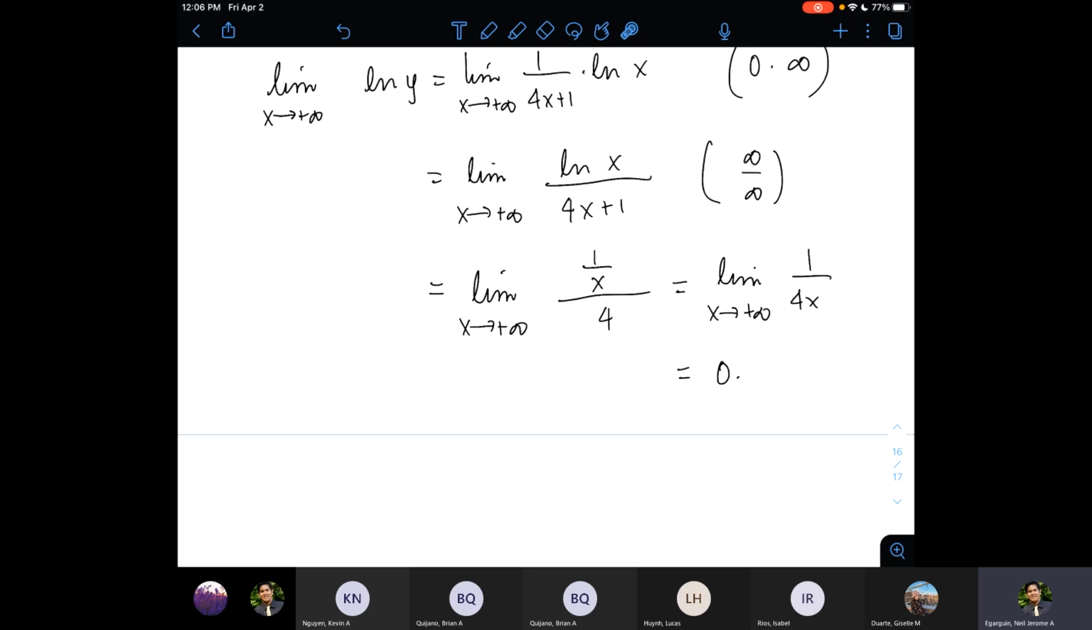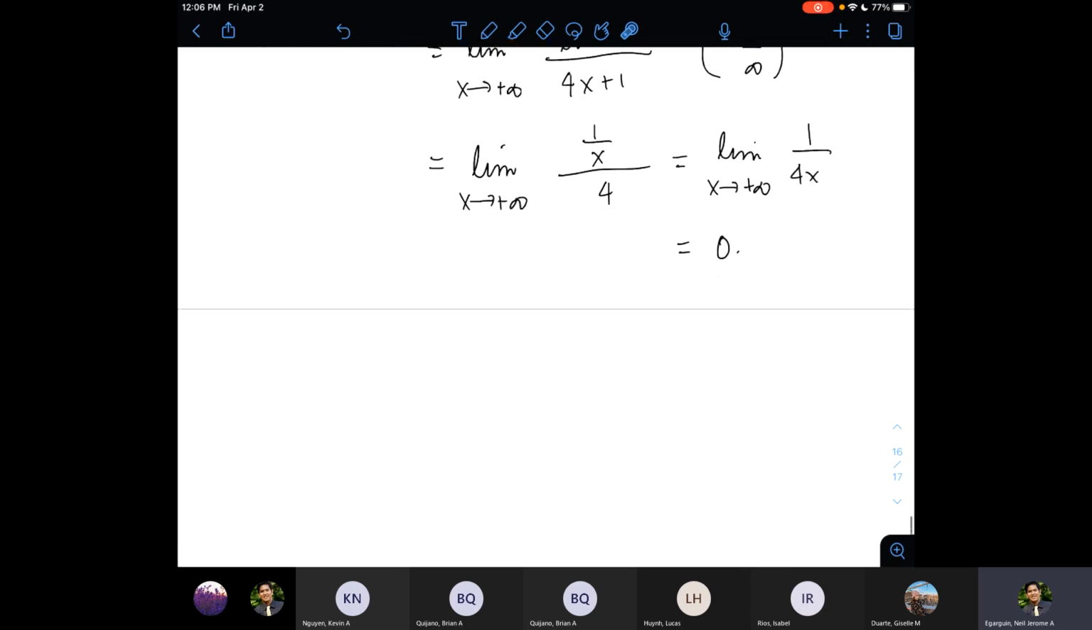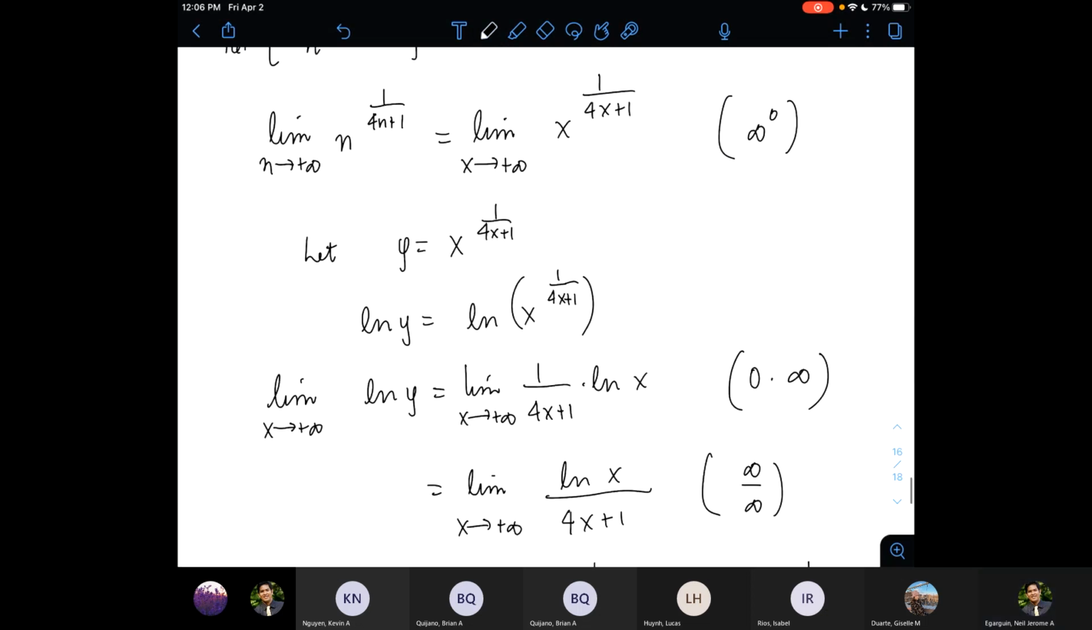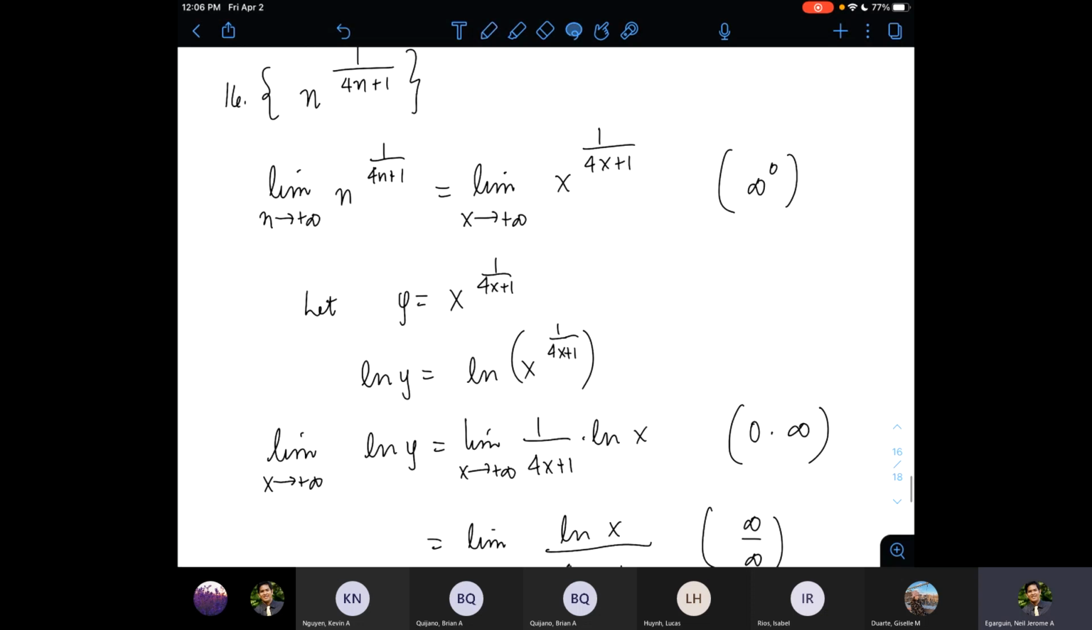Okay? So this example is a convergent series, because the limit of a_n, basically, I'll just copy this.